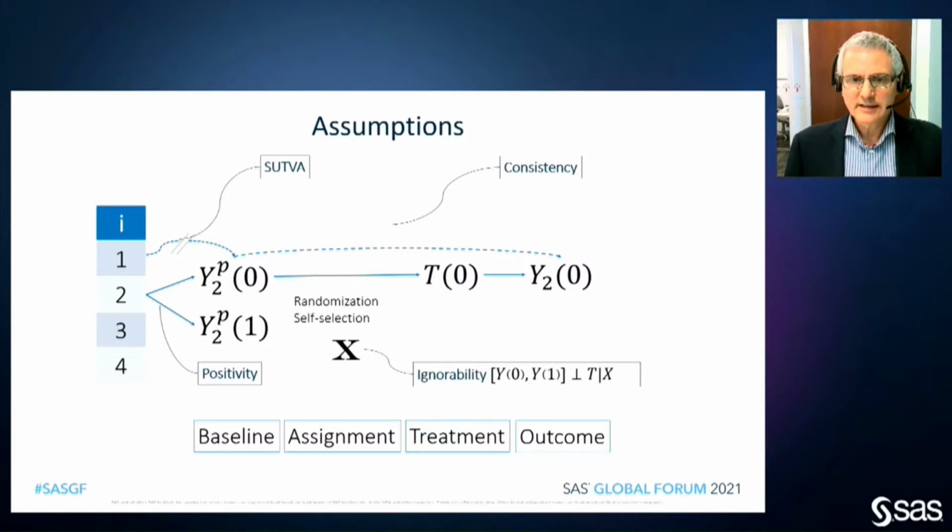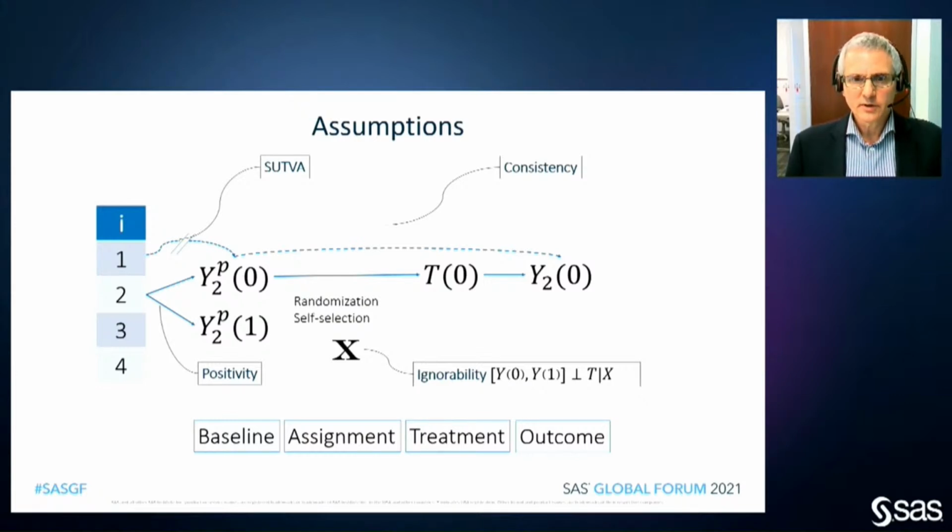The third assumption is consistency. A unit's potential outcome under a treatment is its realized outcome. Consistency allows us to use observed outcomes to estimate causal effects. Simply, this means that if unit 2 here is assigned to no treatment, 0, and the potential outcome is quantified at baseline, that potential outcome is what we will observe after we measure the outcome.